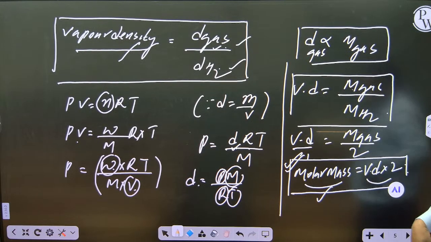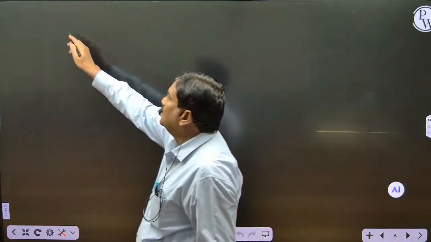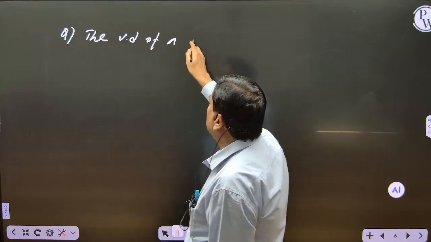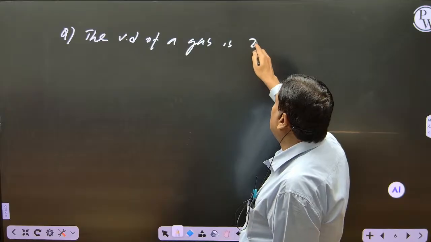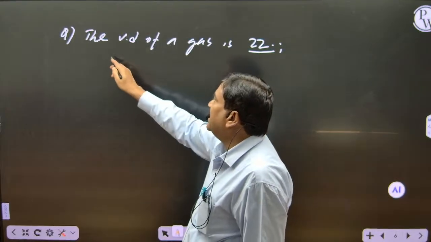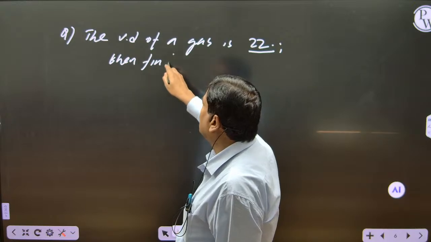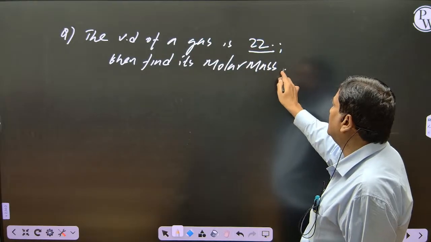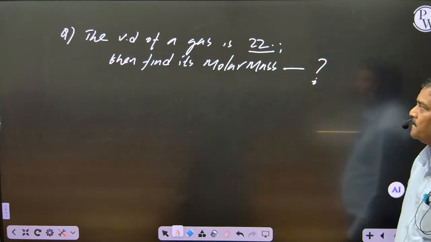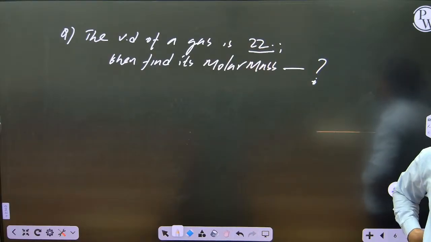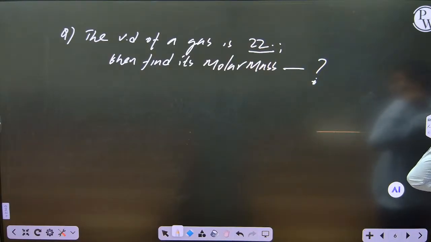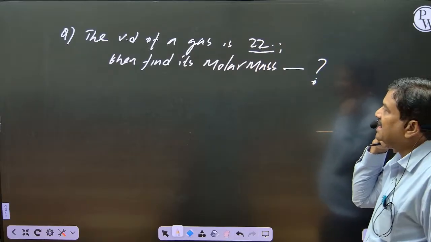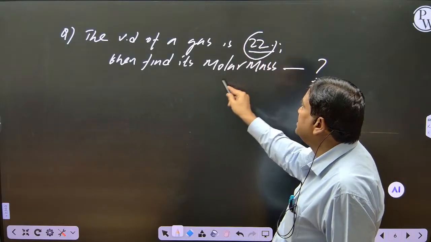Write one question. The vapor density of a gas is 22. Then find its molar mass. So the question is understood: the vapor density of the gas is given as 22, and it asks what will be its molar mass.